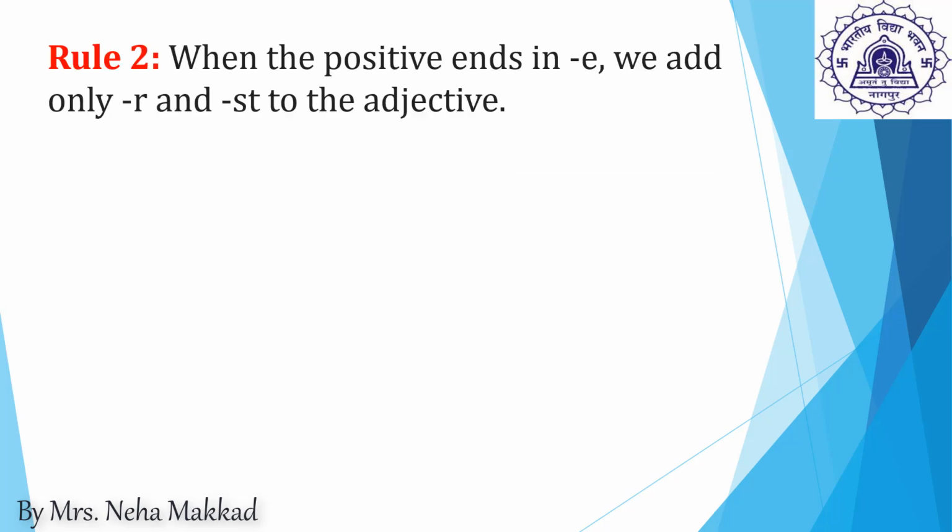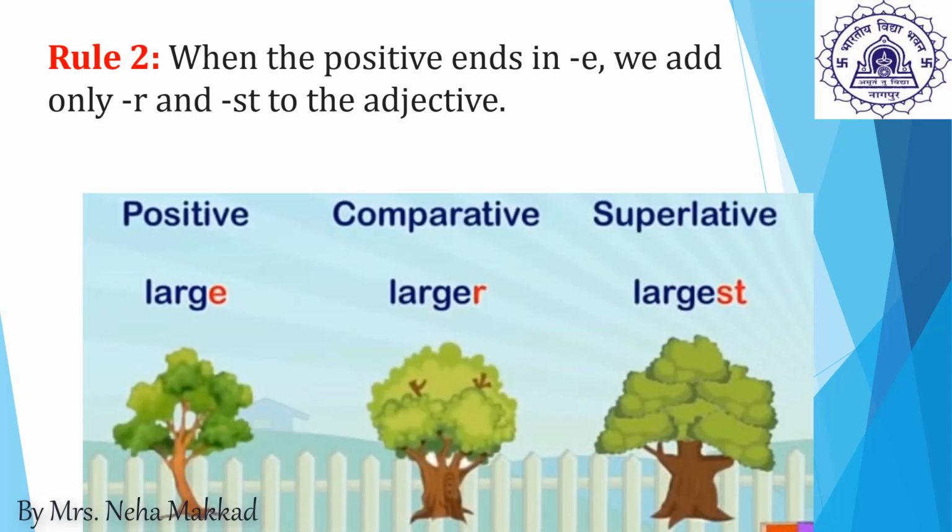The second rule says that when the positive ends in the alphabet E, we add only an R and ST to the adjective. So let's see an example of this rule. Like for example, the adjective large, we put R to it in the comparative degree and an ST in the superlative degree. So large becomes larger and largest.